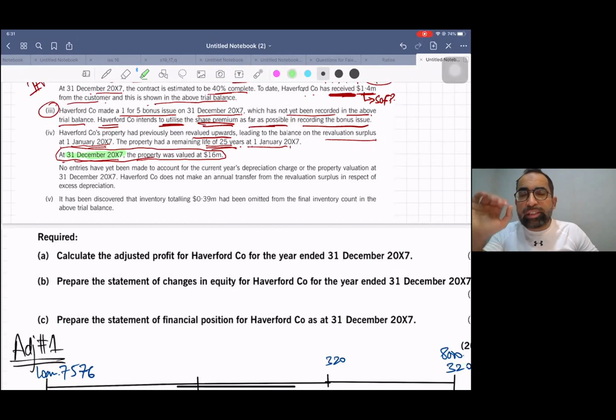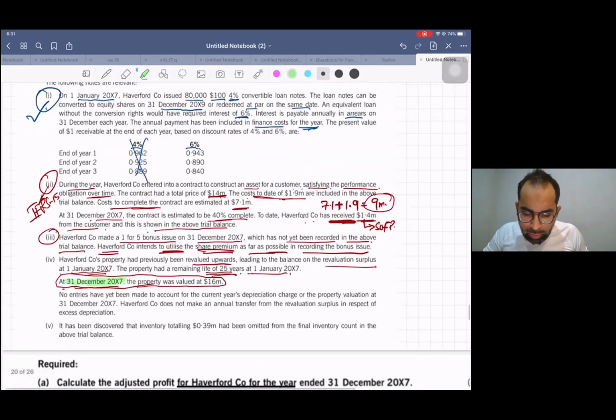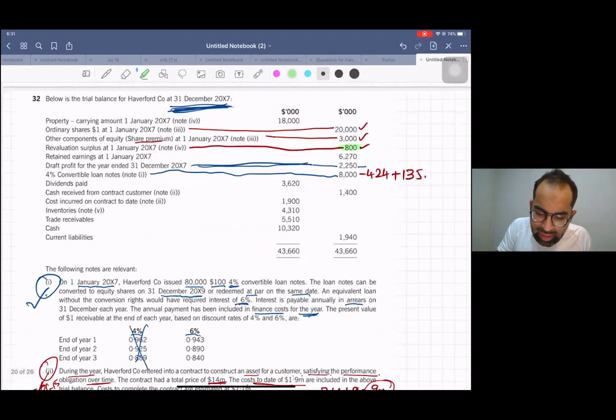Now what should be the strategy? The strategy should be first depreciate the asset and then revalue the asset. Okay, go to the trial balance and see what's the existing. See, this is the existing valuation. See, this 18,000 is the existing carrying value.